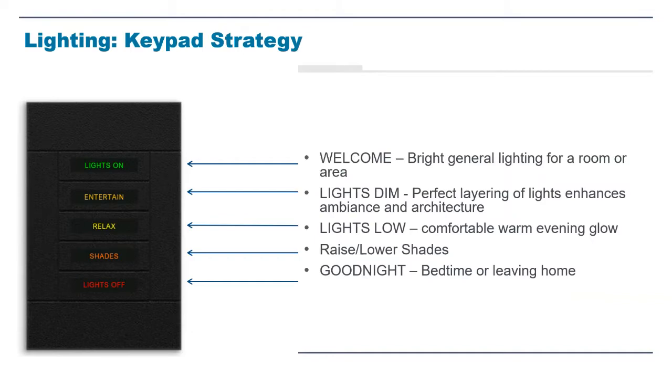Relax or lights low brings everything down to a comfortable dim glow for that last hour before bedtime. Bottom button, good night or lights off, shuts down the lights for the evening or going out of town. Later in this presentation, we will share a new keypad strategy which includes tunable lighting.